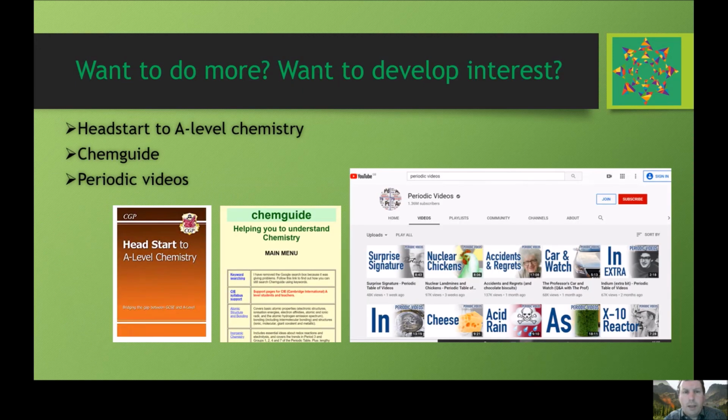If you're interested to find out more about chemistry and do some more work before you start, I can recommend these 3 excellent resources. There's a book called Head Start to A-Level Chemistry, which is quite easy to obtain. It's not a very large book, but it's very good at bridging the gap between GCSE and A-Level, so it's well worth a look. There's an excellent website called Chem Guide, written for A-Level chemistry students, and you could perhaps have a look at some of that before you come, some of the early topics in that one.